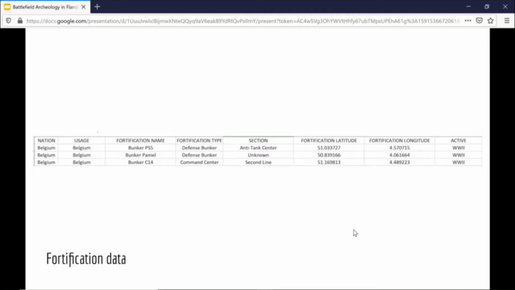As for fortification data, that was a lot more difficult. There wasn't really a spreadsheet that I could download directly from the internet and then just flesh out. This is a lot more difficult because I had to actually go on and find these fortifications myself. I found them on a website. I believe it was tracesofwar.com or something like that. It appears to be a legit website, but they didn't have coordinates, so I really just had to go by address and go on Google Maps and try to find the coordinates myself.